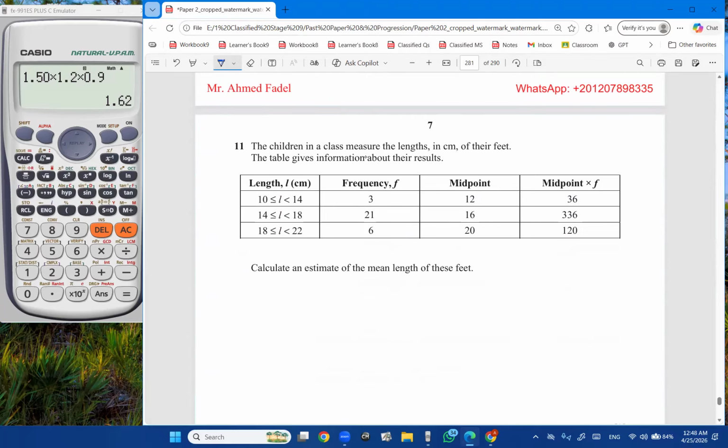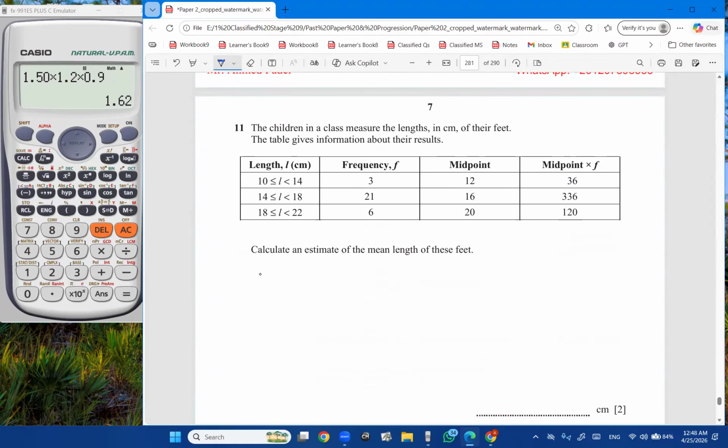The children in a class measure the length in centimeters of their feet. The table gives the information about their results. Calculate an estimate of the mean. We agreed before that the estimate of the mean from grouped data equals the total of midpoint times frequency, over the total of frequency.